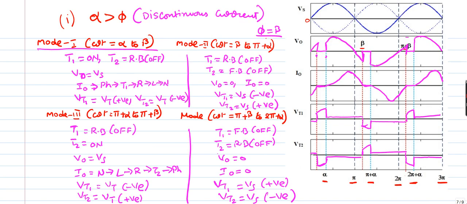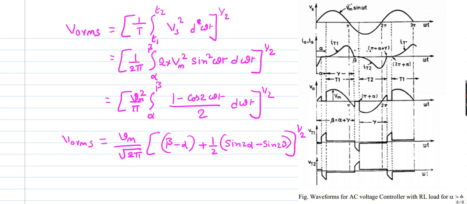So once again, if we go back to this, simply we have identified the zero crossings, triggering instance and extinction instance, and we have divided this one complete cycle into 4 modes, and based upon the switching conditions in these modes we have identified the output voltages, output currents, thyristor voltages. So we have finally drawn the waveforms from this information, and finally this is your RMS output voltage. So this is about discontinuous current.